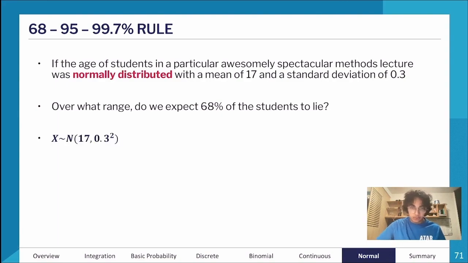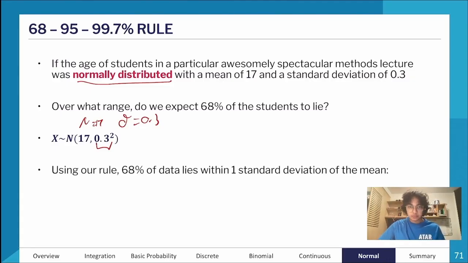Well, we have a normal distribution, which is what they've said, normally distributed here. The mean was 17, and the standard deviation is 0.3. Here, that represents the variance, so that's just sigma squared, so you can just write 0.3 squared. Using our rule, 68% of our data lies within one standard deviation of the mean. So all you have to do is 17 minus 0.3 and 17 plus 0.3. So 68% of the ages lie between 16.7 and 17.3 years old.